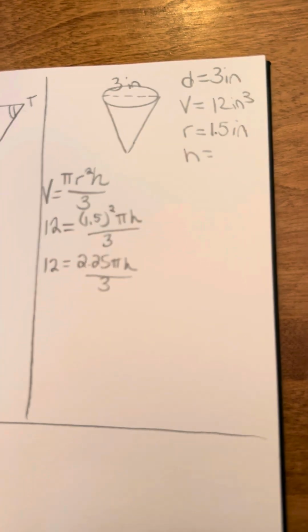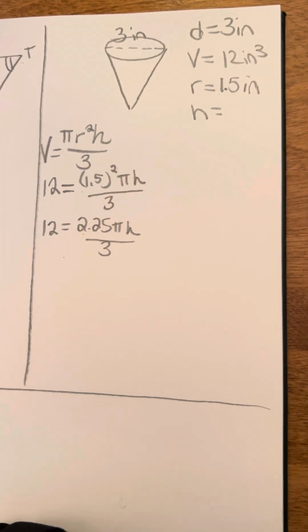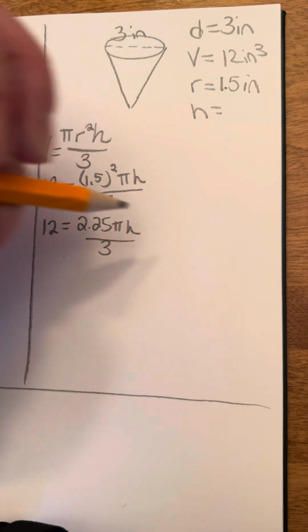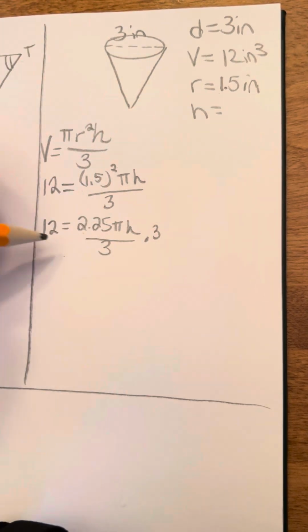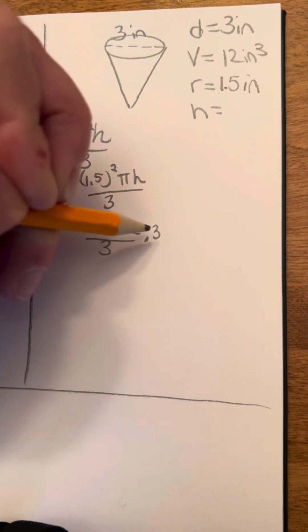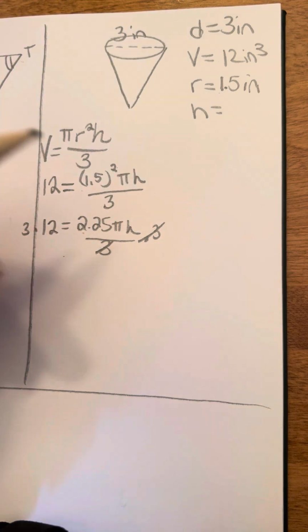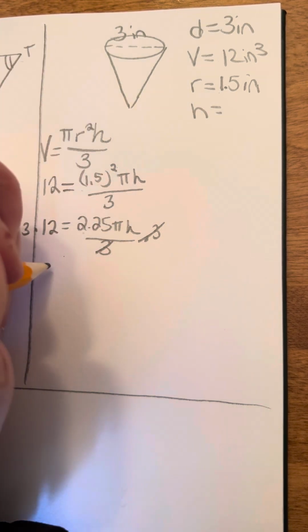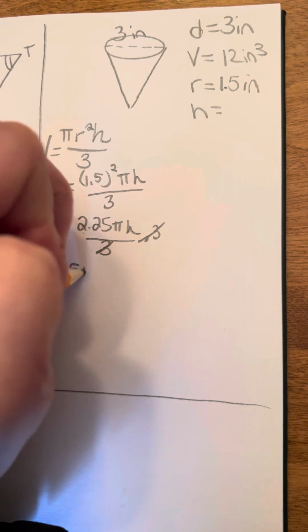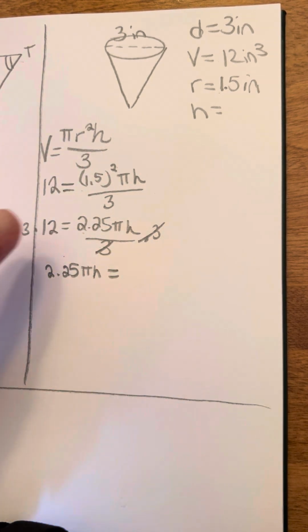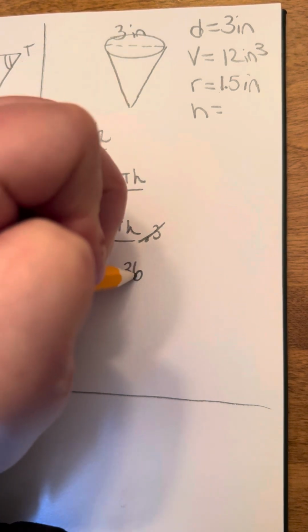Now, what I'm going to do next is get rid of that division of 3. We're trying to get h by itself. We've got all this stuff around it. So we're going to start by multiplying both sides by 3. That way, the 3's will cancel each other out, which leaves me with 2.25 h and pi over here. We'll rearrange it so that it's the other way around. And then 12 times 3, which is 36.